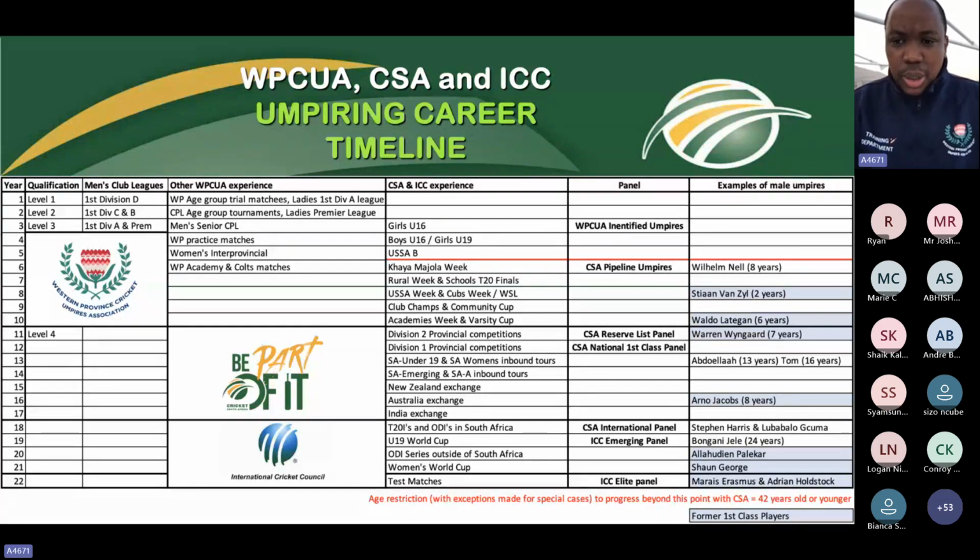Arno Jacobs, who is a former first-class player, and was also 12th man for South Africa in a test match many years ago, had only been umpiring for 8 years when this slide was put together last year. He's now been umpiring for 9 years. He's been on exchange to Australia. He's been on exchange to New Zealand. And this past winter, he was promoted to Cricket South Africa's international panel.